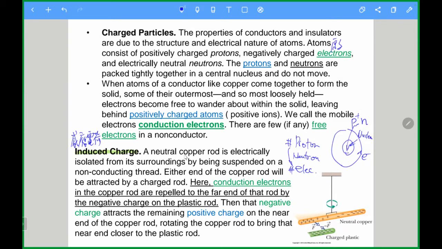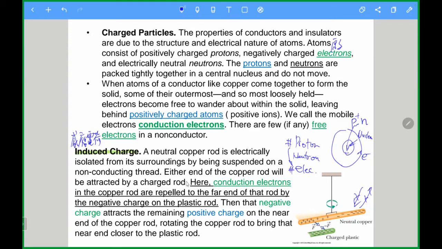So a neutral rod is electrically isolated from the surroundings. Around it is just air, and we know that air is an insulator. So we don't expect any charge can go from outside to the rod or out from the rod. So there will be no charge going in or going out. So either end of the copper rod is suspended on a long insulating thread. We try to hang it here. So this is the copper rod.